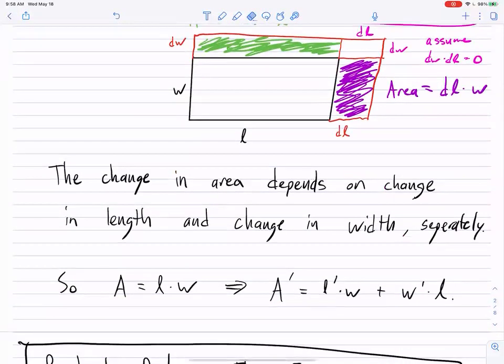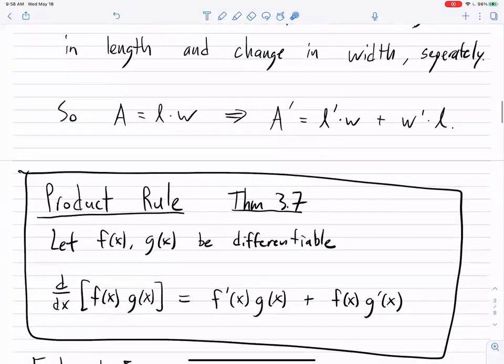And so the change for a product requires both the change in the two pieces and then the normal parts. And so that's why the product rule is as it is. And so let's record the official product rule.